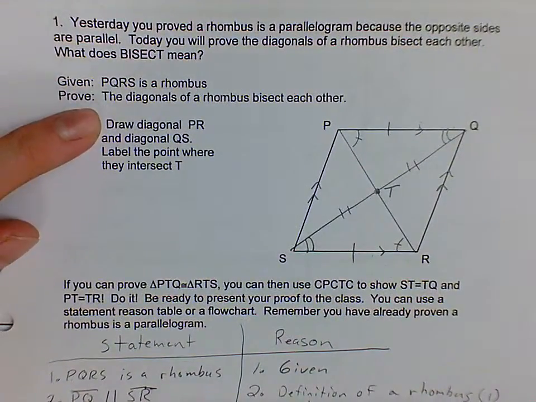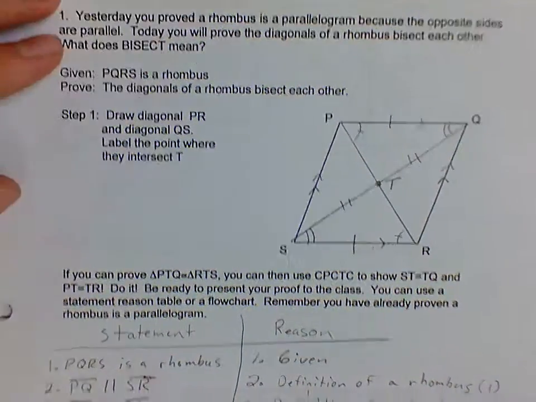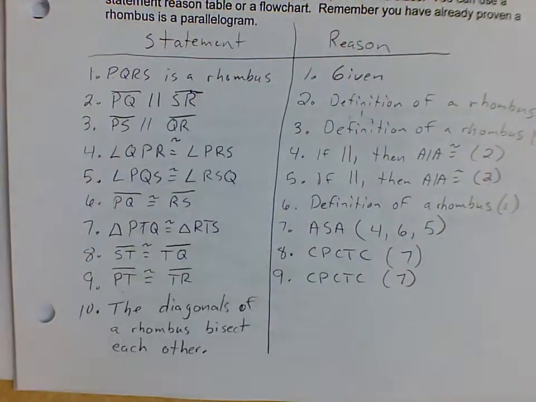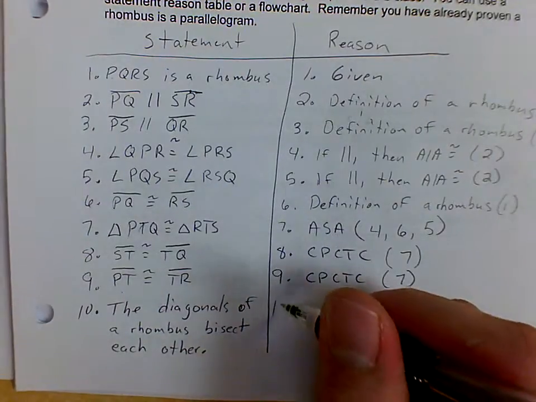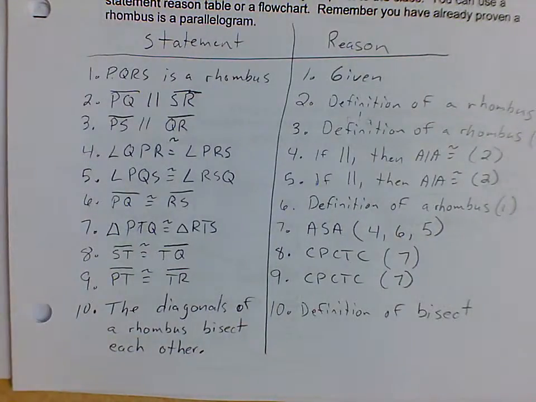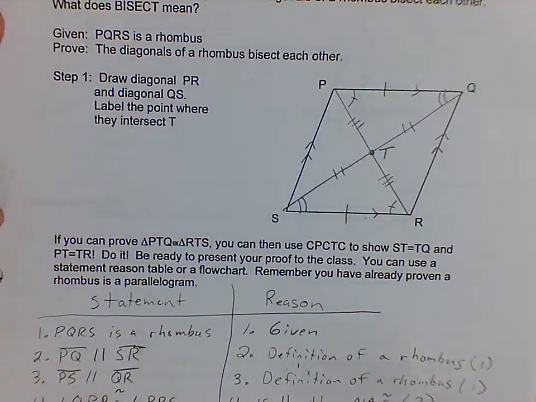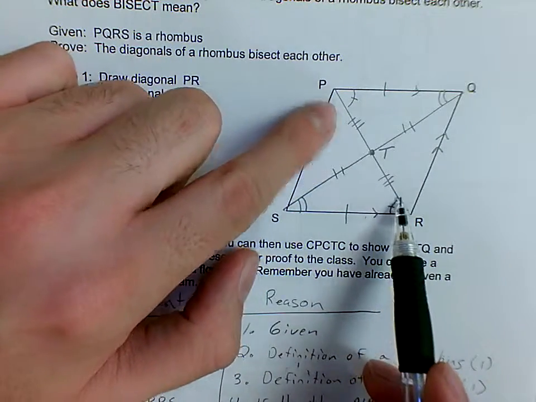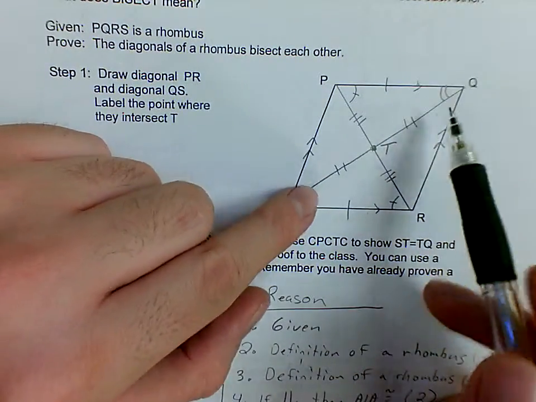So remember what we're trying to prove is the diagonals of a rhombus bisect each other. So I'm going to put that into my proof. So for number 10, the diagonals of a rhombus bisect each other. And for my reasoning for this one, don't overthink it, but take your best guess. All right, so that's going to be the definition of a bisect. So remember, bisect splits things into two congruent parts, two equal parts. So now we have point T that split this into two equal parts and this into two equal parts.